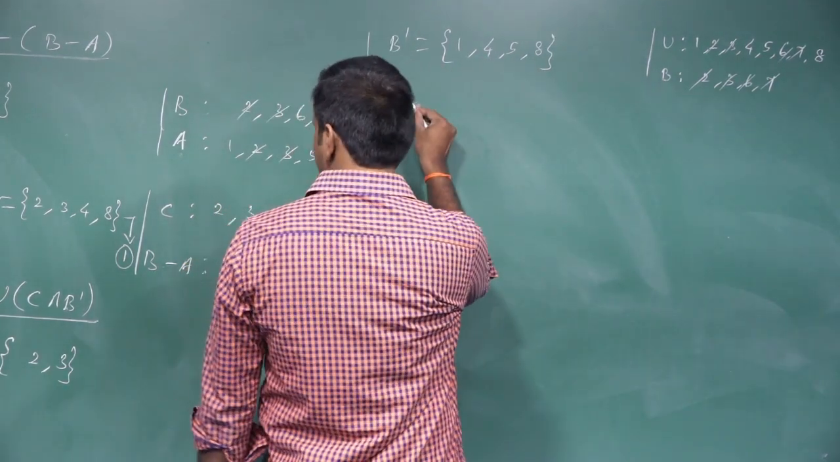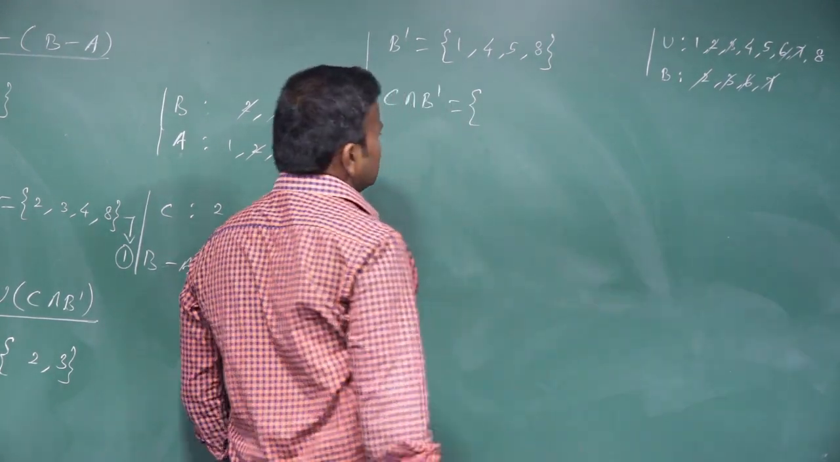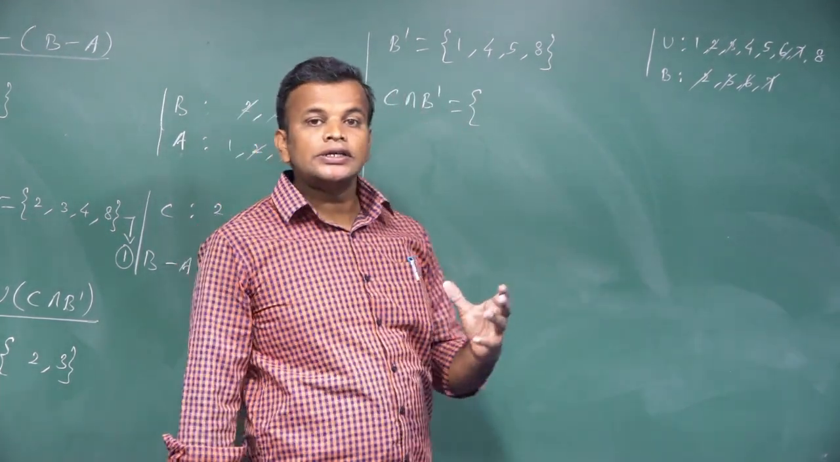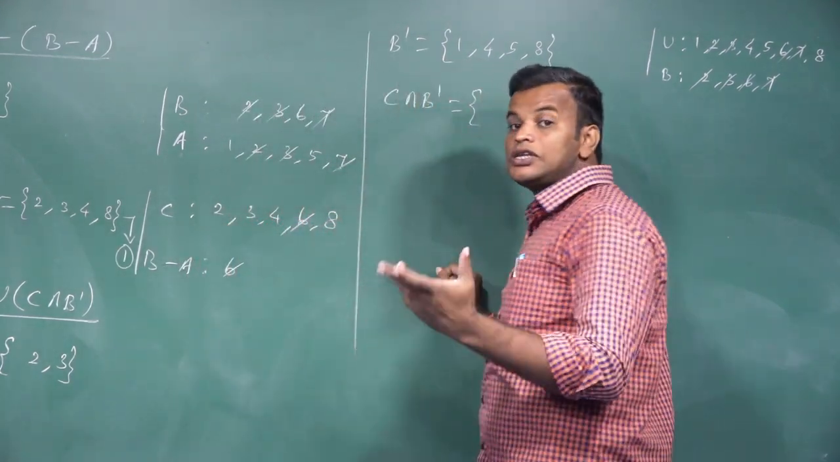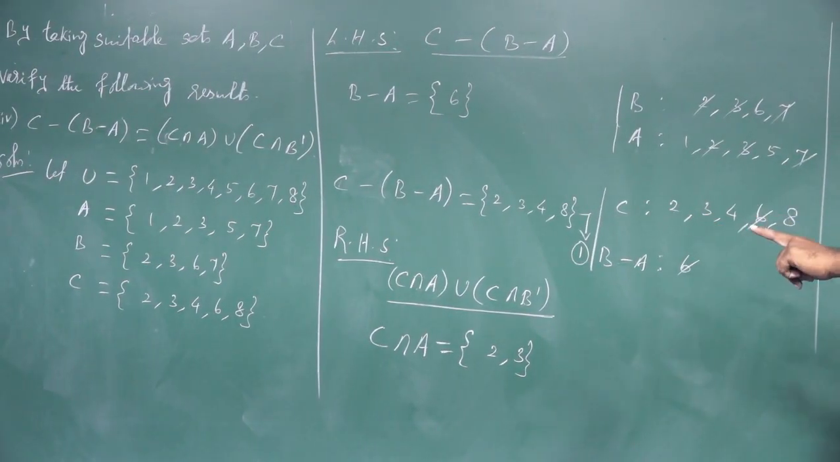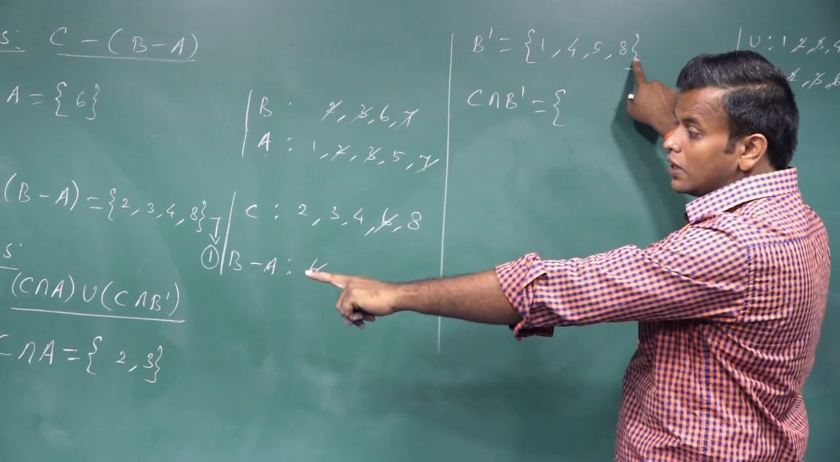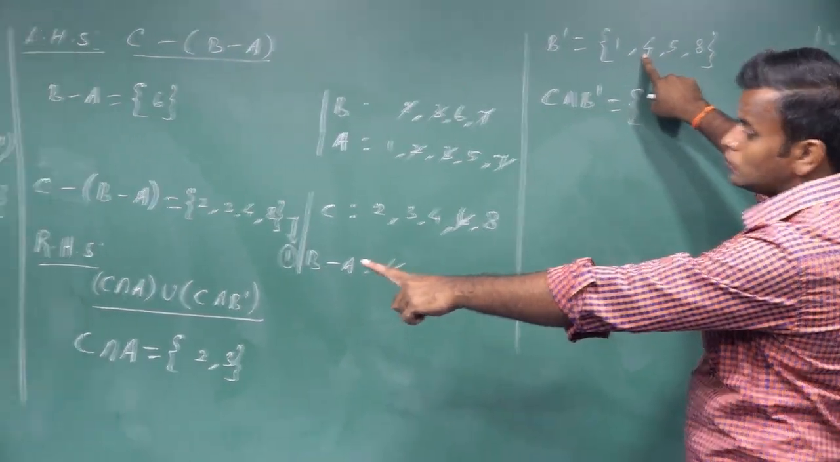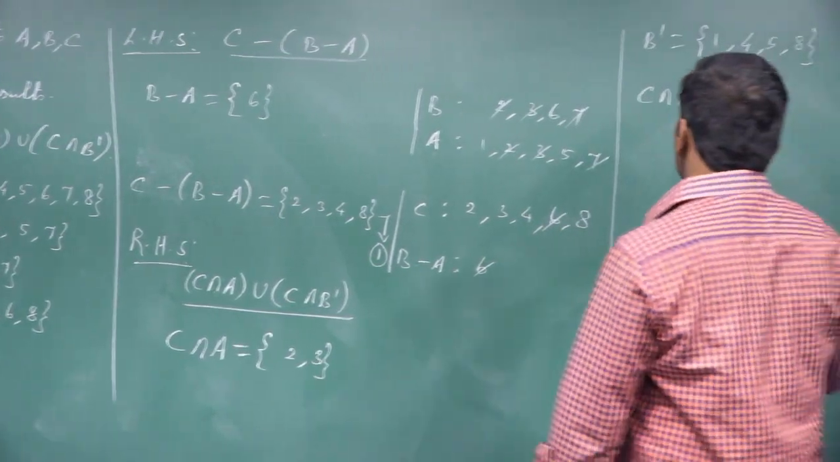Now we write C intersection B dash. That is the common element in C and B dash. The value of C is 2, 3, 4, 6, 8. And the value of B dash is 1, 4, 5, 8. So what are the common elements? 4 and 8. Just 2 elements. So 4, 8.